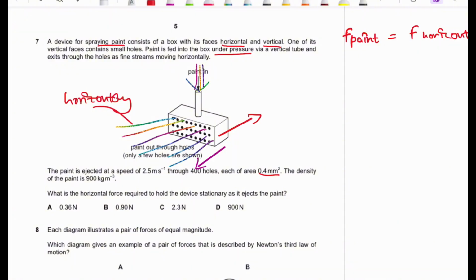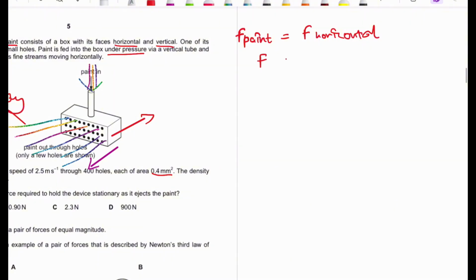But we know that force is actually the rate of change of momentum. So force is the rate of change of momentum. Very important. The rate of change of momentum is m delta v divided by t. So you just need to know that force is the rate of change of momentum.